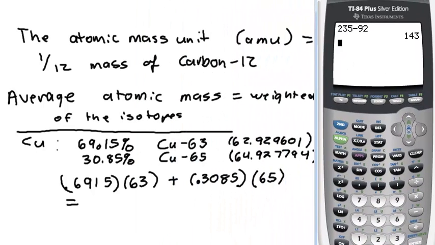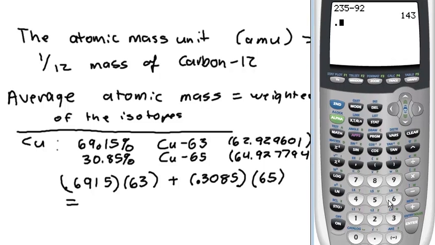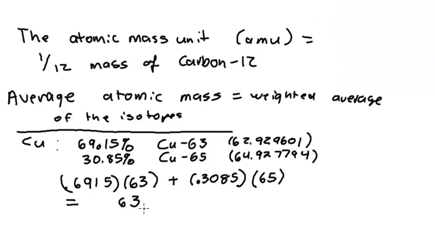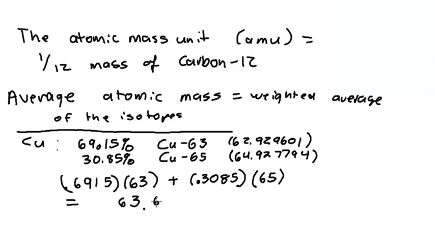Okay, let's see. 0.6915 times 63 plus 0.3085 times 65 gives me an average atomic mass of 63.617 or 63.62. Which is very close to what I would have gotten if I had used the more precise numbers. It's not exactly the same, but it's close. So that's the average atomic mass of copper.